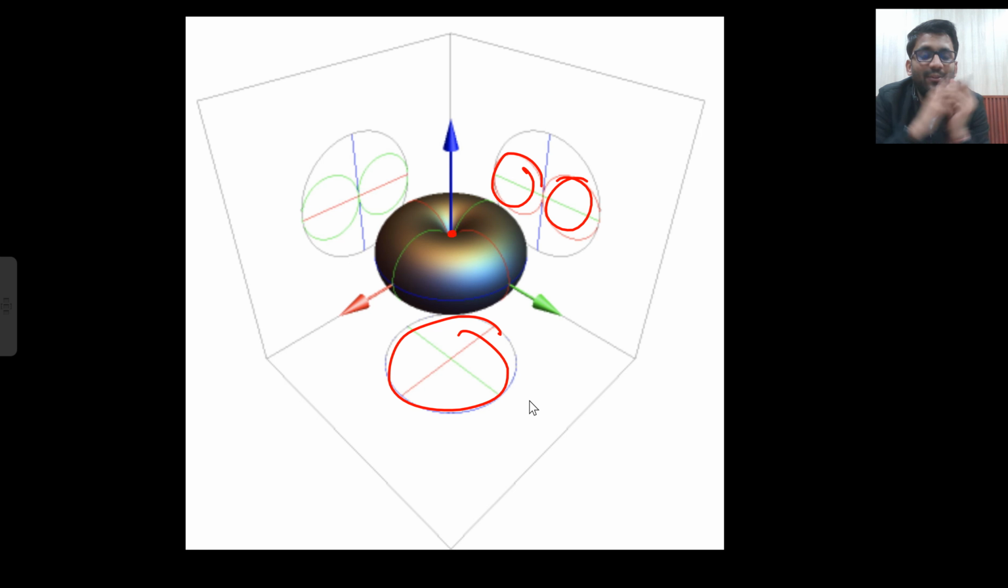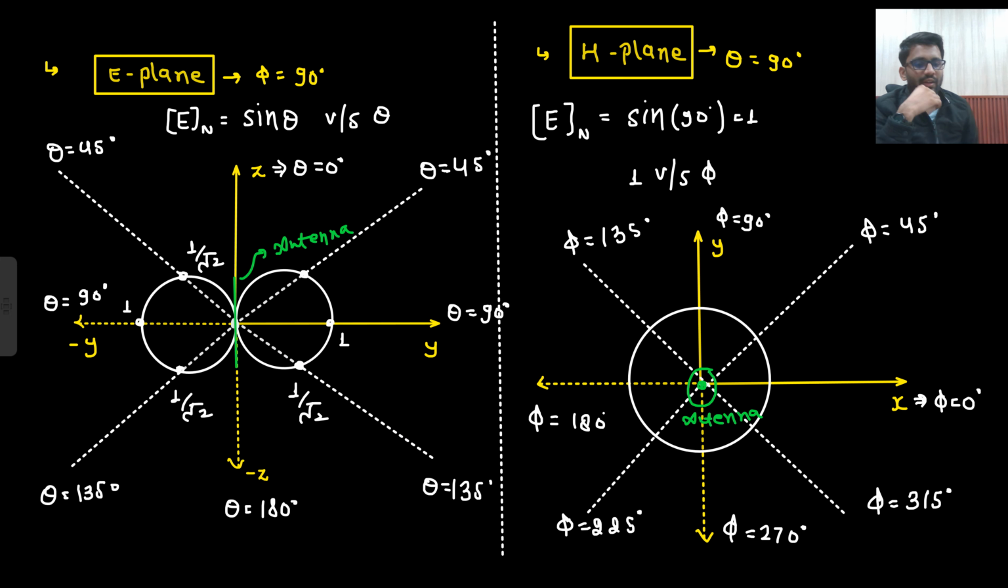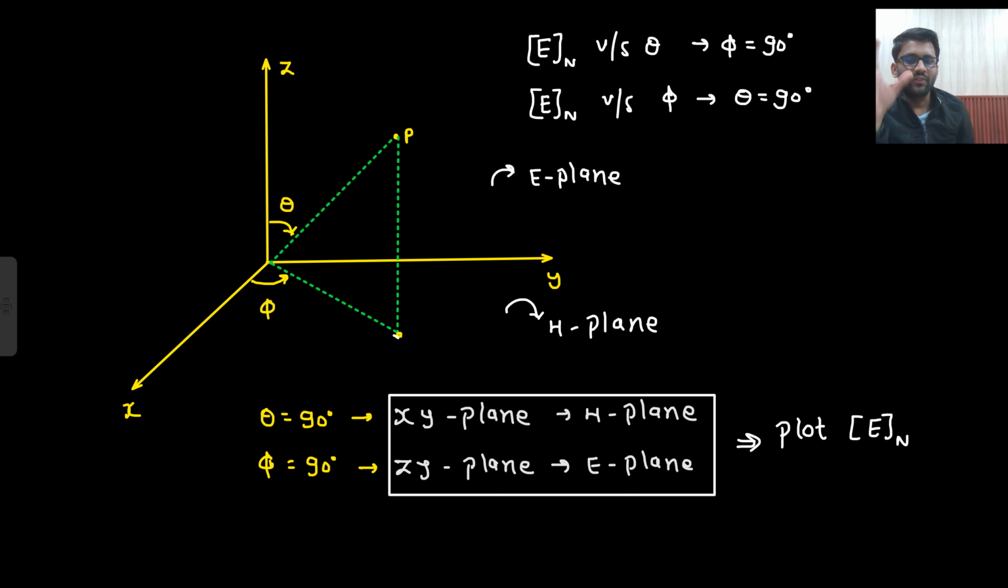Is it good visualization or not? So radiation pattern is a very important topic. I should not say important topic, but a very good topic. And we can expect questions from here as well. Usually students are confused about it, but we have studied it.